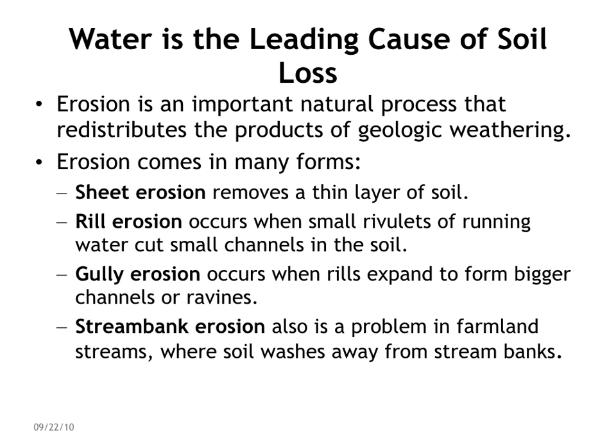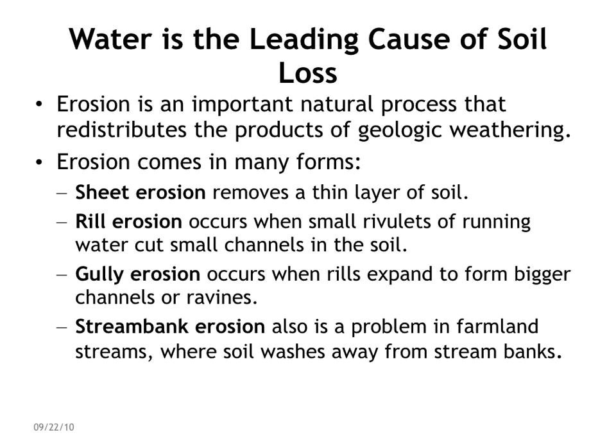Most erosion is more subtle. Sheet erosion removes the thin layer of soil as a sheet of water flows across a nearly level or gently sloping field. When small rivulets of running water form and cut small channels in the soil, the process is called rill erosion.